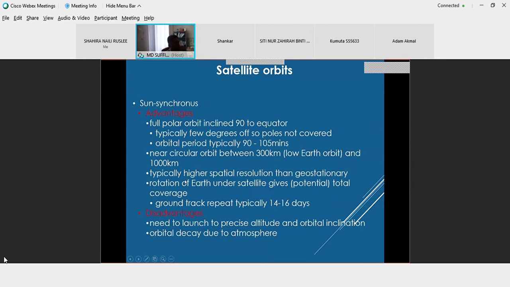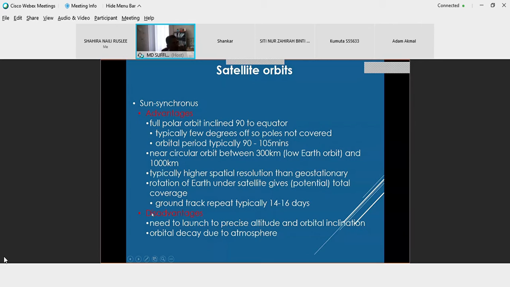And then near circular orbit between 300 km, ada setengah satellite yang kita panggil sebagai LEO, low earth orbit, ada setengah kita panggil sebagai HEO, high earth orbit, become 1000 km. So dia bergantung kepada resolution yang kita nak lah. And typically higher spatial resolution than geostationary, because of low orbit, it's about 700 to 800 kilometer. Rotation of Earth under satellite give potential total coverage. For every 15 to 16 days, it will cover the whole areas on the Earth surface.